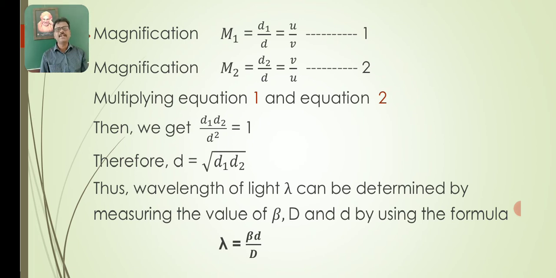Multiplying equation 1 and equation 2, we get d1 d2 by d square, which is equal to 1. Here u by v into v by u cancel each other, so we get 1. Further, the above equation can be written as d is equal to root of d1 d2. Thus, by knowing the values of d1 and d2, we can determine d, the distance between the two virtual coherent sources.